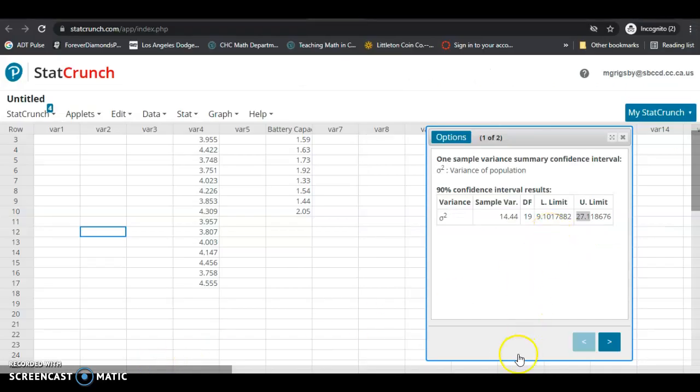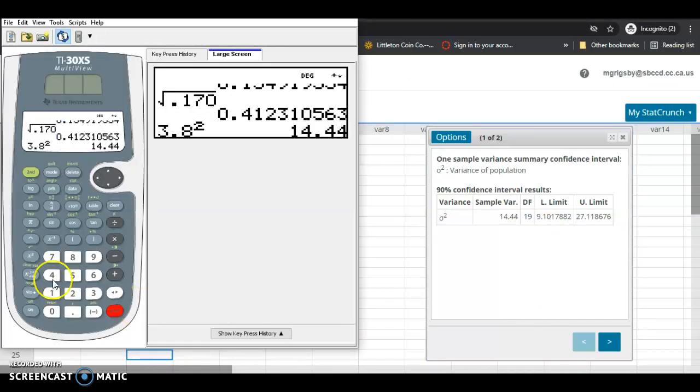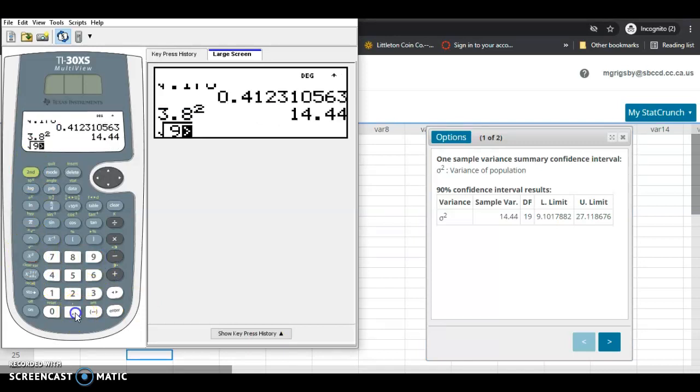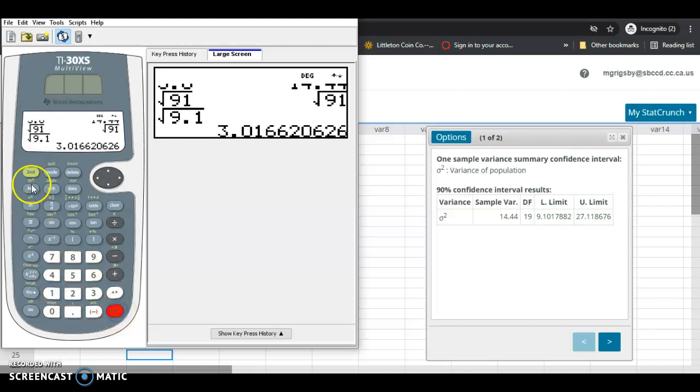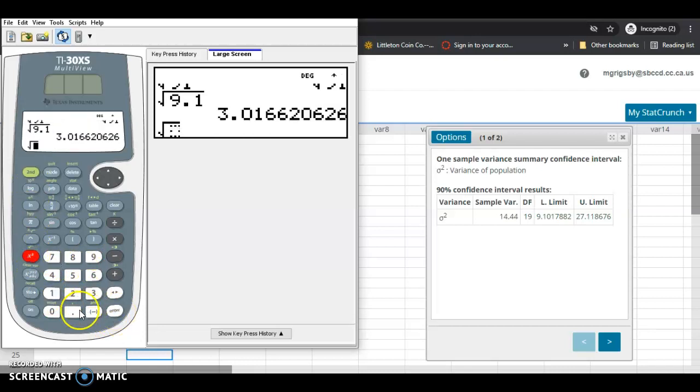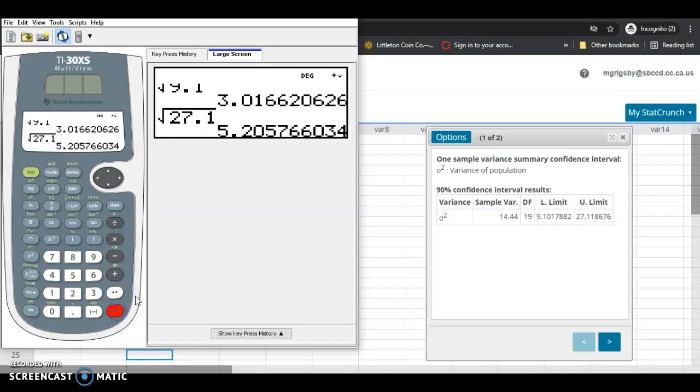So you get the corresponding confidence interval for the standard deviation. We're going to take the square root of 9.1, and then the square root of 27.1. Rounded to one decimal place, the confidence interval limits for the standard deviation are 3.0 and 5.2.